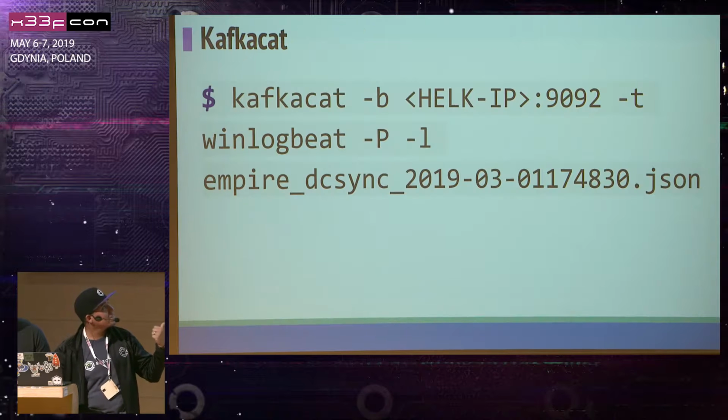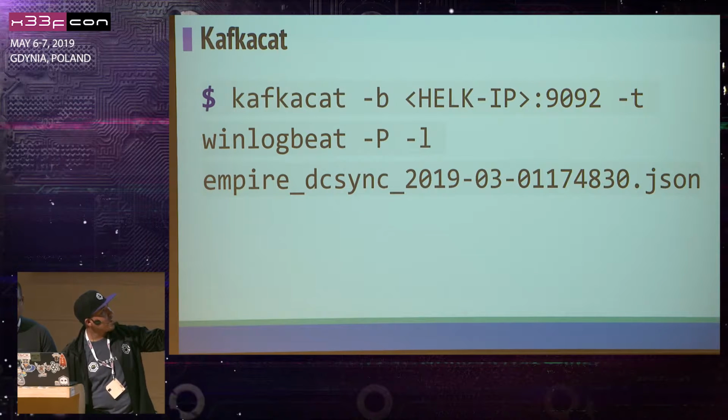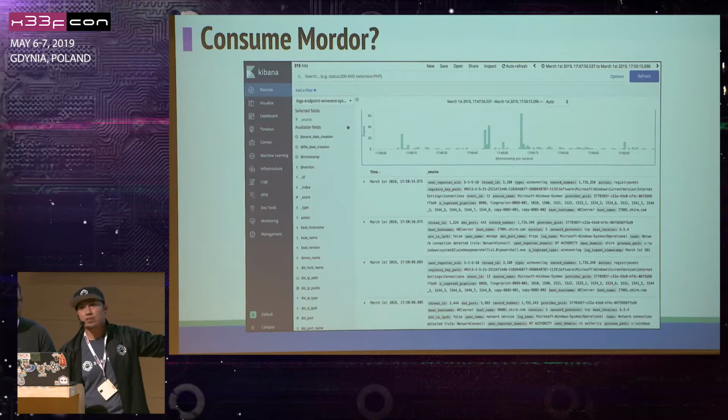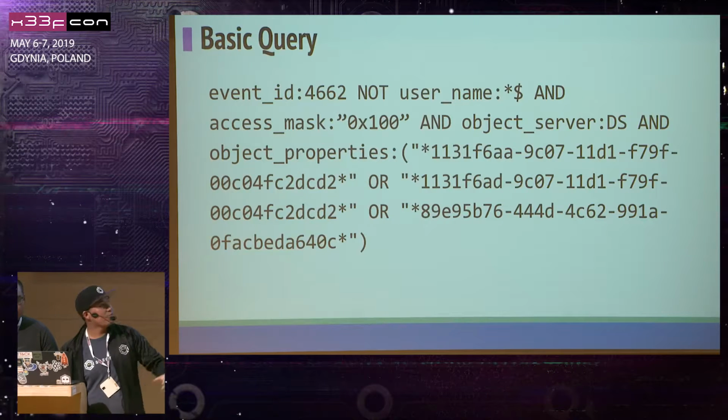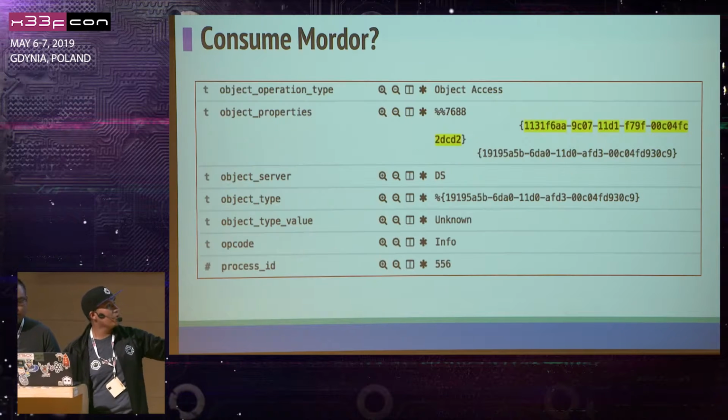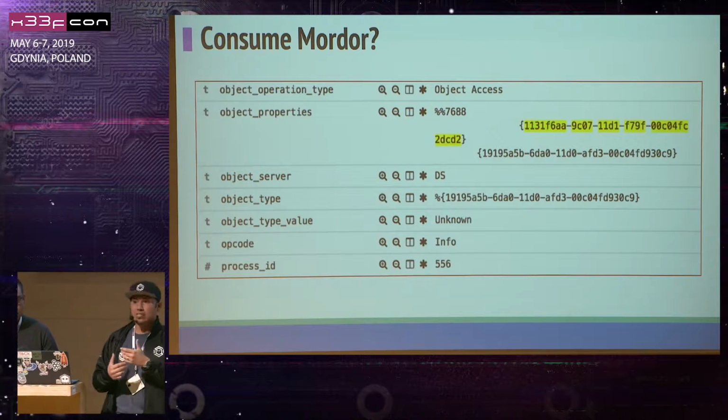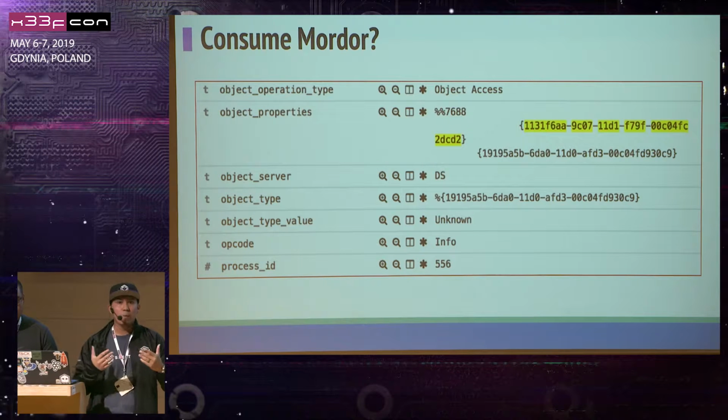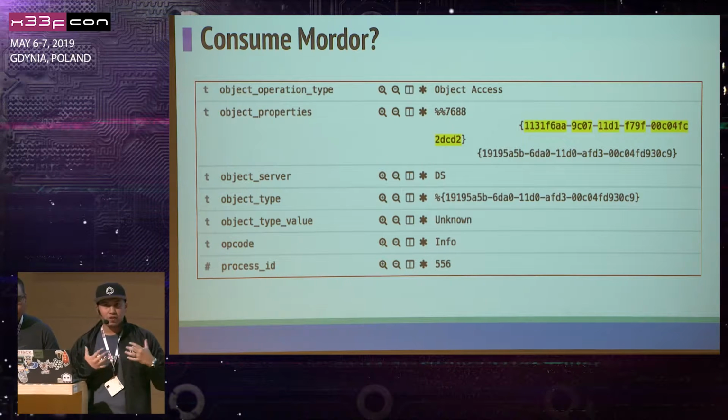This is how easy it is. Kafkacat pointing to a Kafka broker. The help comes with the broker itself, so you can just point it to the specific port, specific topic, and then it's going to be in what is called producer mode, pointing to the specific JSON file that we share, and you're going to have data in 2 seconds. You can pretty much run a query on that data, and you'll be able to find a DCSync type of attack.